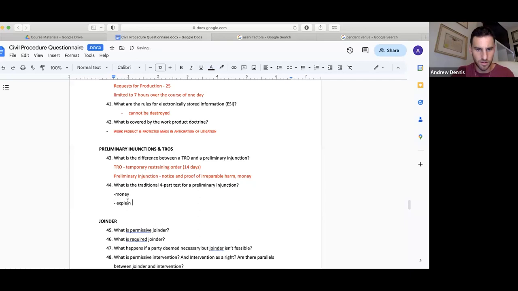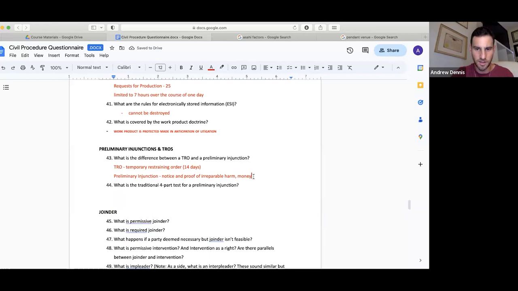Yeah, that seems like three parts. Is there a fourth part? Notice, proof of irreparable harm, money. No, that's all for TRO. Okay. What about preliminary injunction?